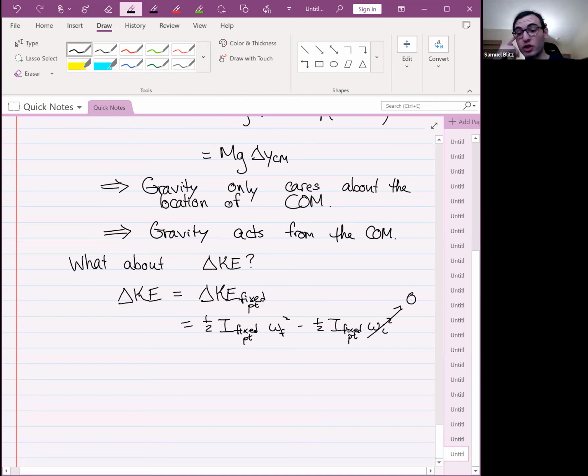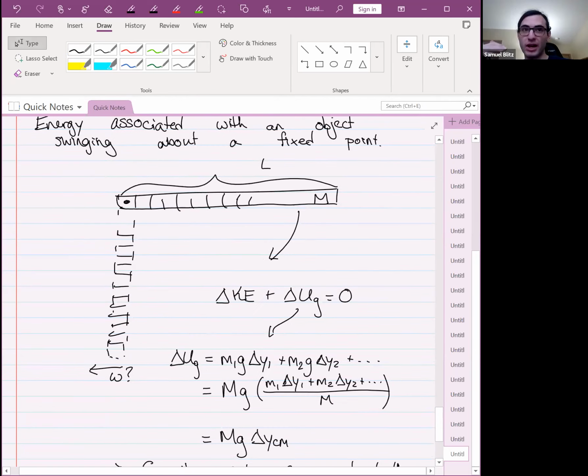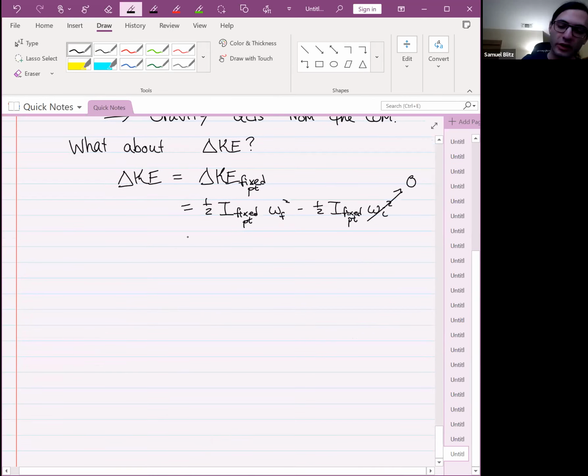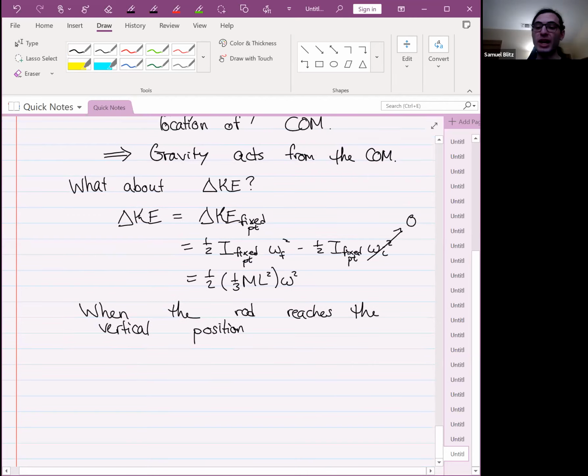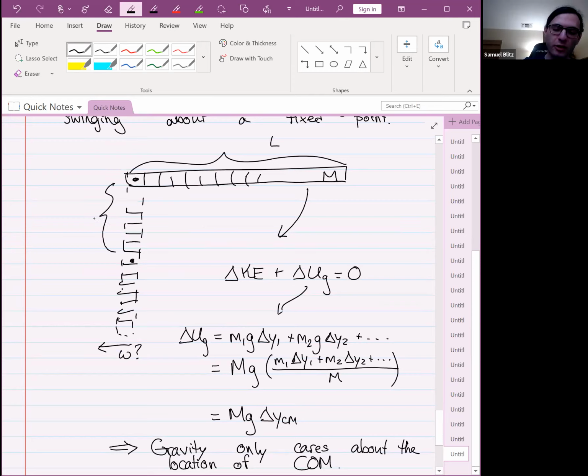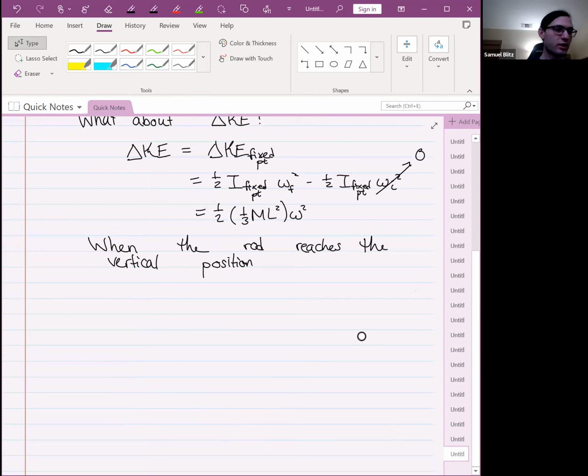And we know what the moment of inertia is about the end of a rod. That was something that we can calculate. It's 1/3 times m L squared. So this is 1/2 times 1/3 m L squared omega squared. So when the rod reaches the vertical position, we know how far the center of mass has moved downward. It's moved exactly downward half the length. That's the center of mass, presumably. So this distance would be half the length, right? We have that delta y_cm equals minus L/2.